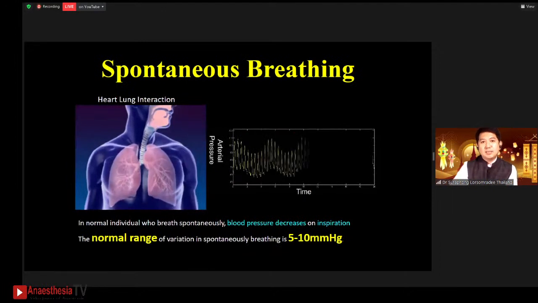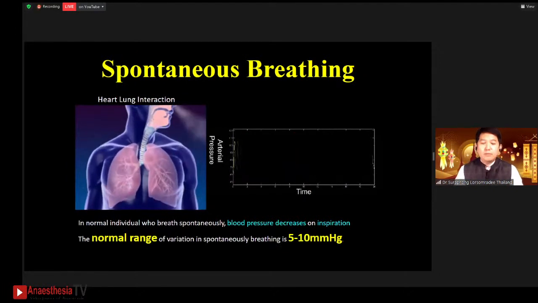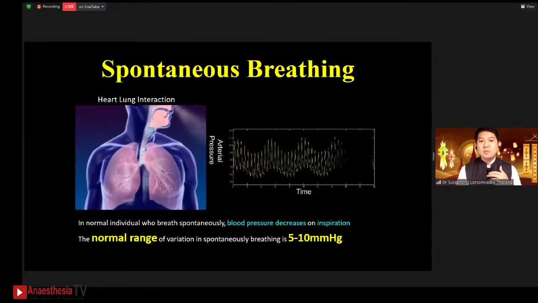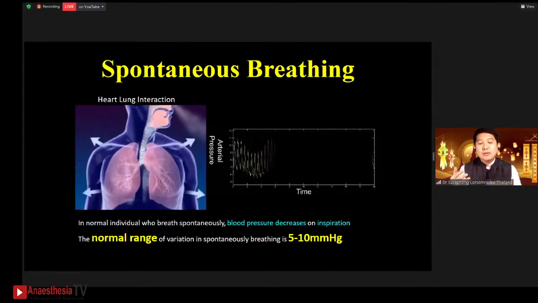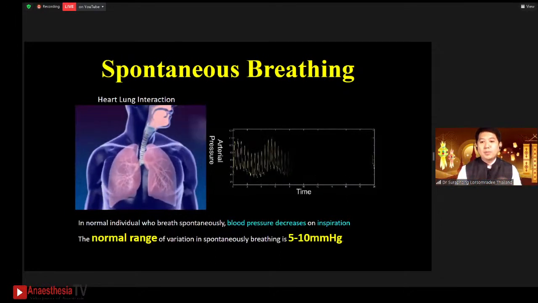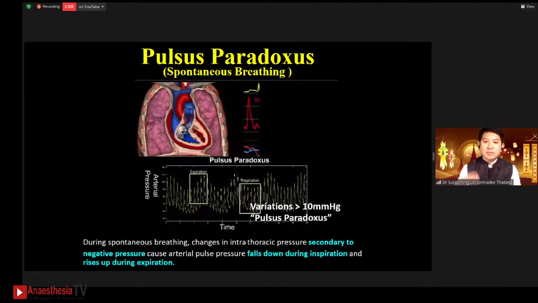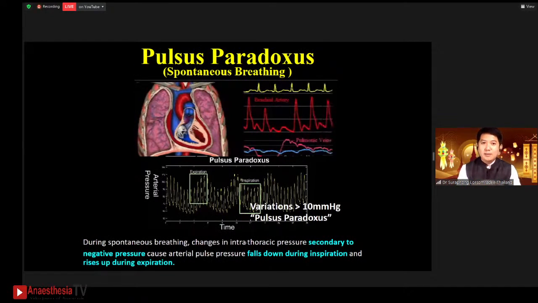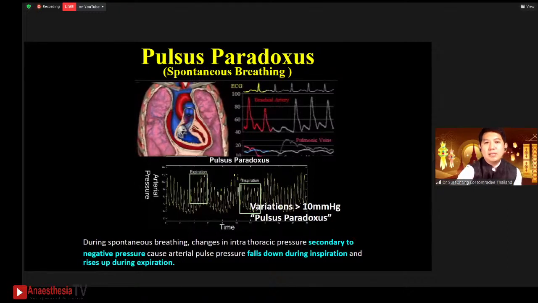And what is the dynamic one analyzed from? It's from the heart-lung interaction. When we breathe in and out during spontaneous breathing, our blood pressure will fall about 5 to 10 millimeters of mercury. This is a normal physiologic change. But if the change is more than 10 millimeters of mercury, it's called pulsus paradoxus. If we understand this, we can apply it from spontaneous breathing to mechanical ventilation.